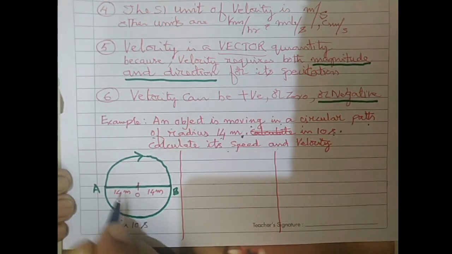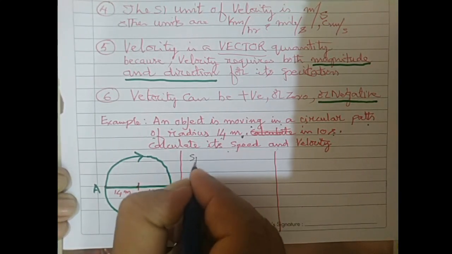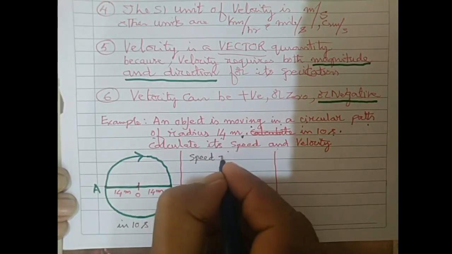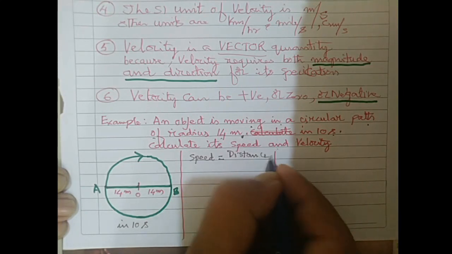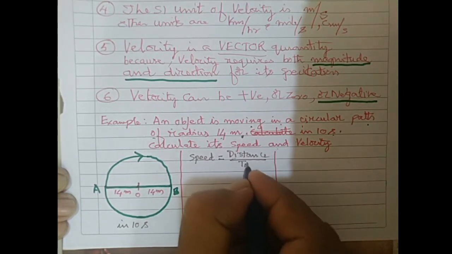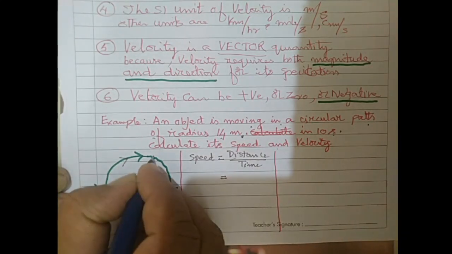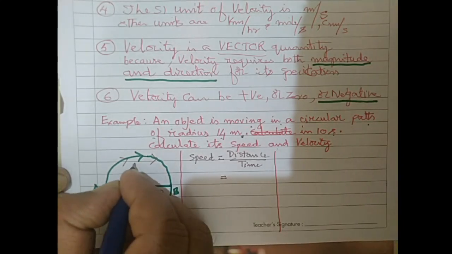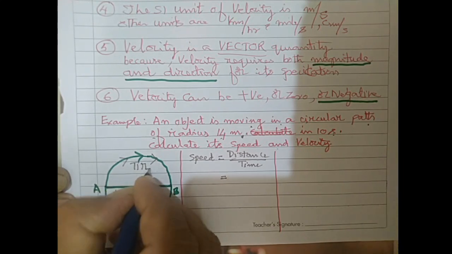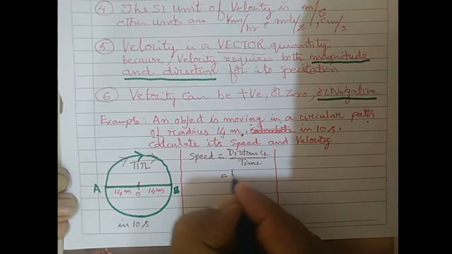Observe carefully. First let us calculate the speed. I am explaining here, you see carefully. You know the formula for the speed is distance by time. Simple formula I am writing here. Distance by time. We have already calculated the distance covered from A to B along this arc. This arc we can calculate using the formula pi r. Already we have discussed this. So pi r by time.